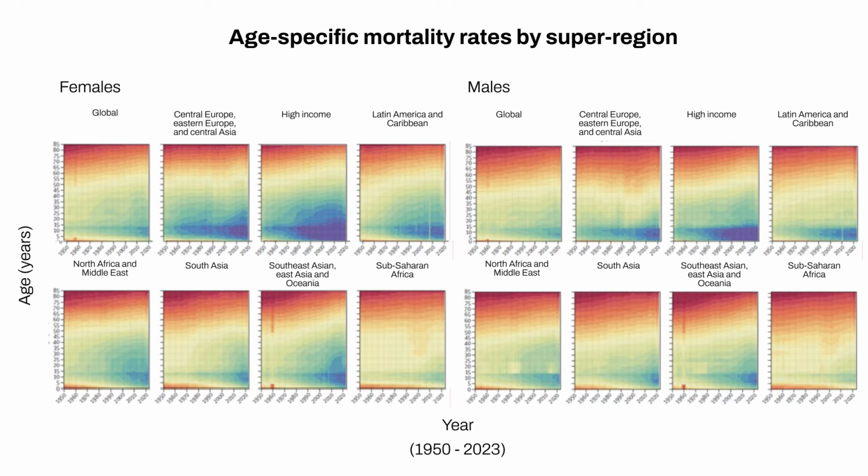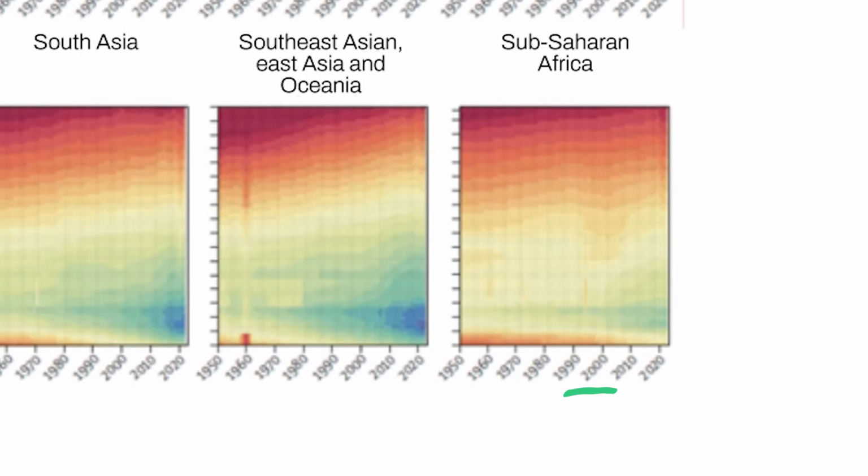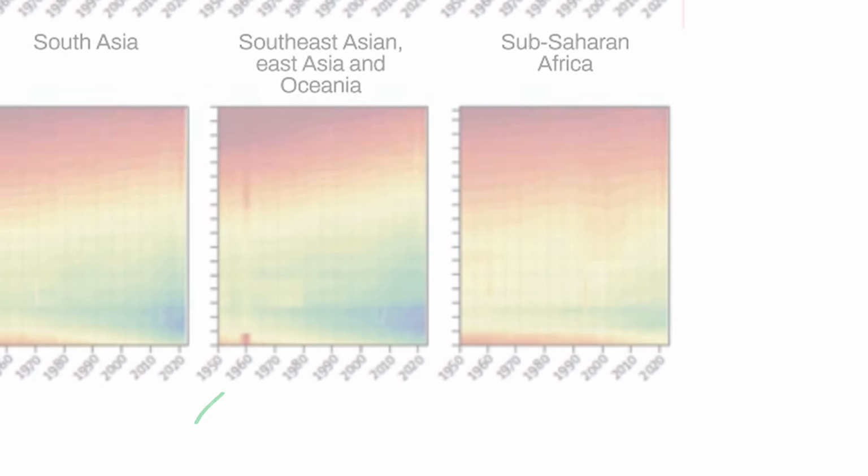One of the most substantial increases in mortality rates can be seen in sub-Saharan Africa in the 1990s and 2000s due to the HIV/AIDS epidemic. The dark red in Southeast Asia, East Asia, and Oceania in 1960 was due to famine.